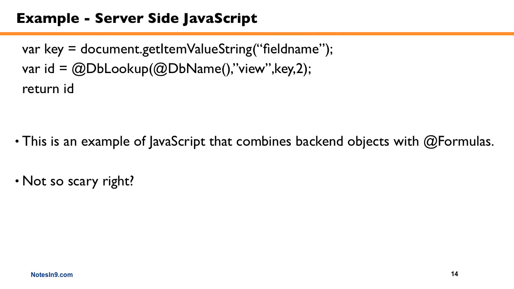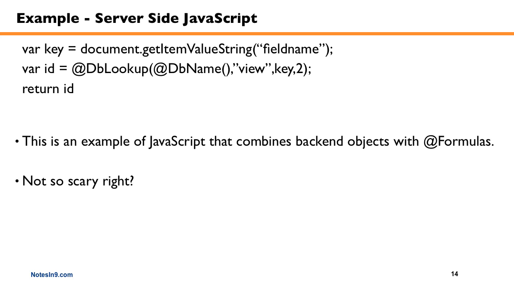Okay, again, now let's look at this. Here's server-side JavaScript. var key equals document.getItemValueString, field name or so. Well, other than the var, that looks like Lotus script for the most part. And I know getItemValueString is a new method, but again, it looks like Lotus script. So what are we going to do? We're going to take a field from the document and put it into the variable named key, and then the next line, @DbLookup, @DbName. Now we're doing a DbLookup using that key and putting the return value into the variable called ID, and then we're returning ID. So again, this is server-side JavaScript, but it looks like Lotus script.